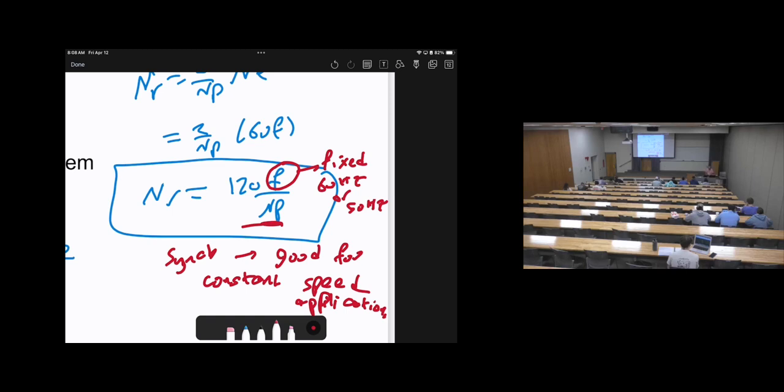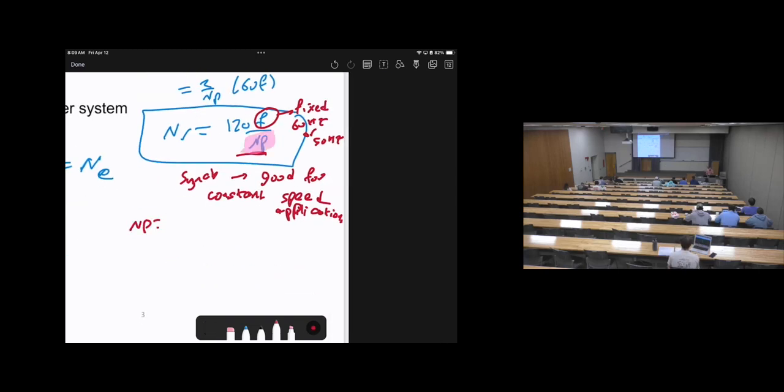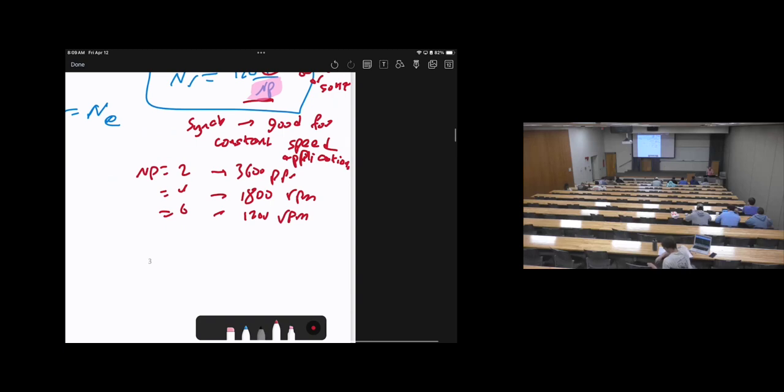Then we say, sometimes, how about the number of poles? Can we change it to control the speed? You can do a little bit. If you do it, you can control the speed in steps. So if the number of poles is 2, this yields a speed of 3,600 RPM. If it is 4, 1,800. If it is 6, 1,200. So when you change the number of poles, you can change the speed in steps.